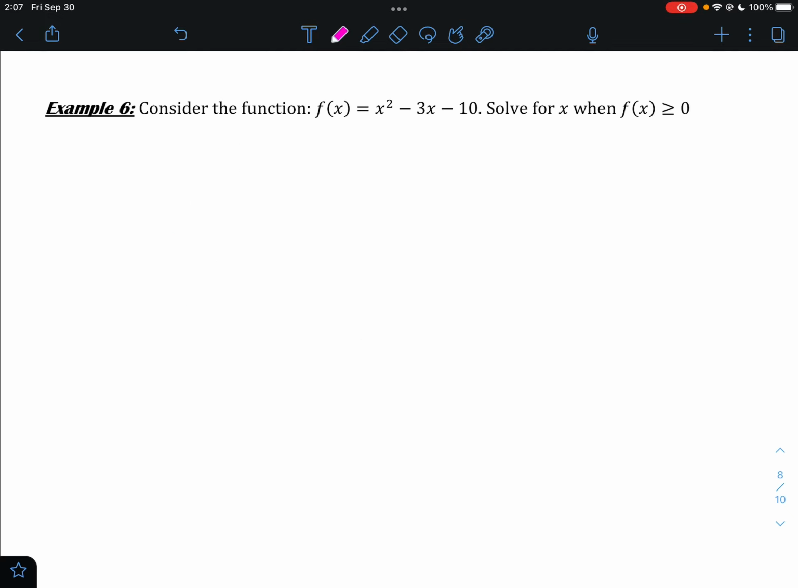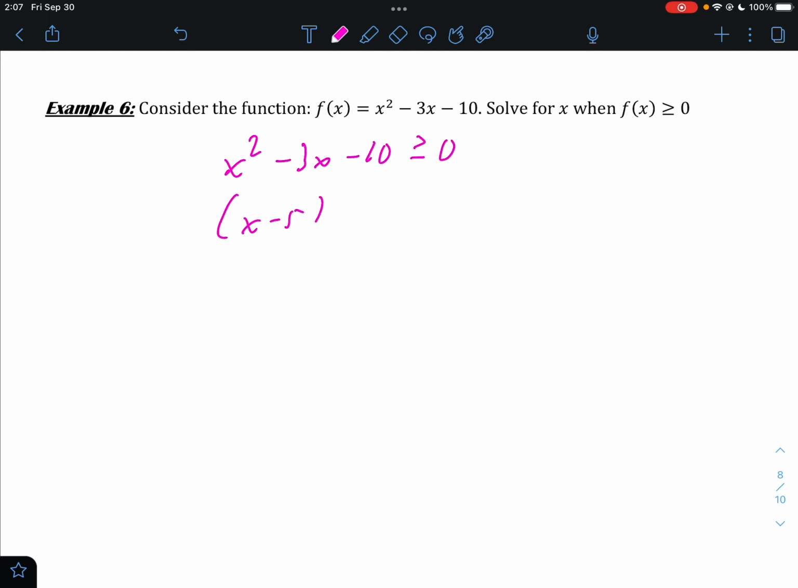Number 6, this is the same problem. It's just asked a little differently. It's asked in a sentence instead of just a mathematical inequality. We want to know when this is greater than or equal to 0. So we're going to set this greater than or equal to 0.